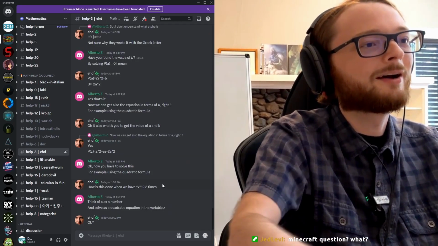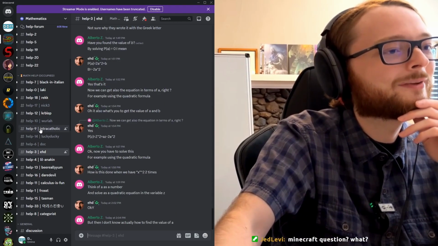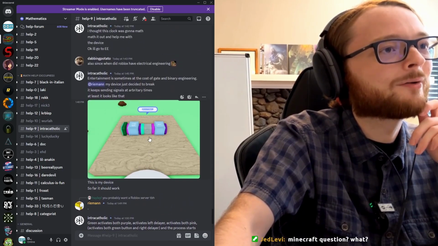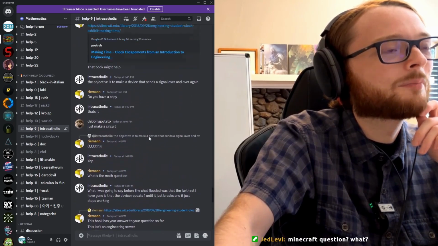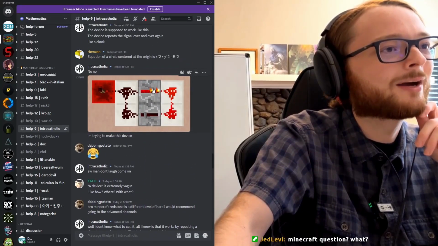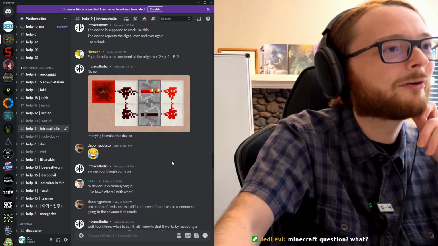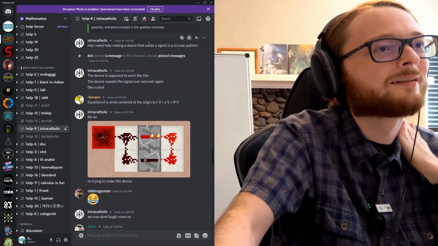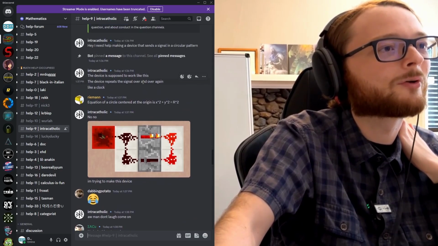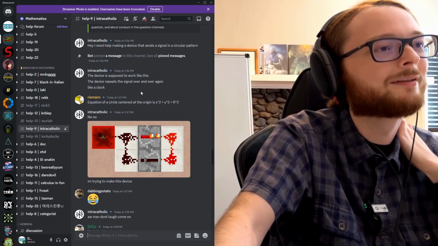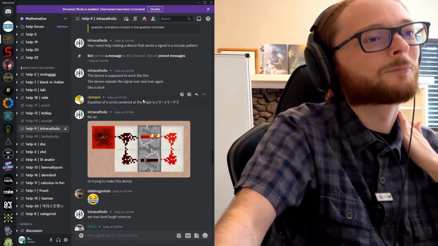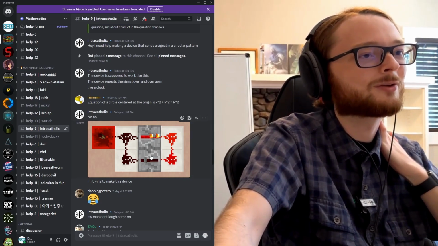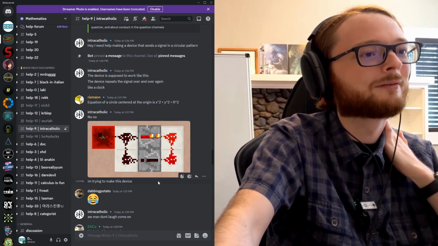Hey, Jed. Oh, I think it was this one. I don't know what this diagram is about, but this is a Minecraft circuit. I don't know what exactly they're trying to make it do, but this was their question. They need to send a signal in a circular pattern. I guess they're trying to make a clock. I think one of the repeaters needs to have a slight delay on it. Actually, no, those aren't repeaters. Those are the other weird thing, I think. I can't remember.